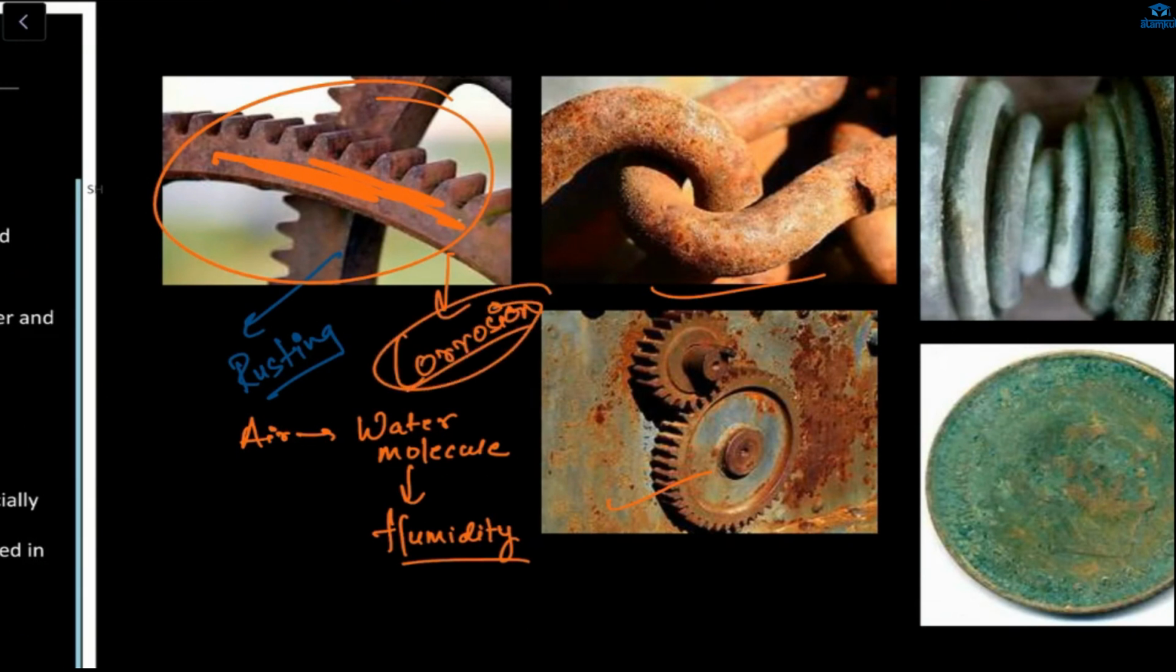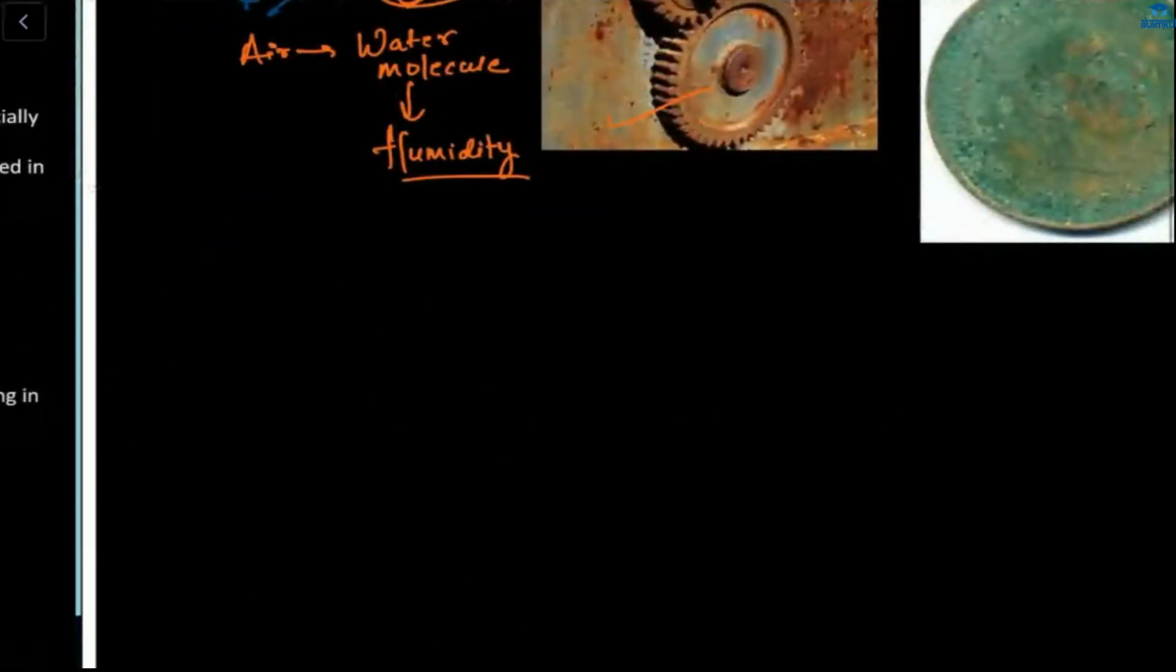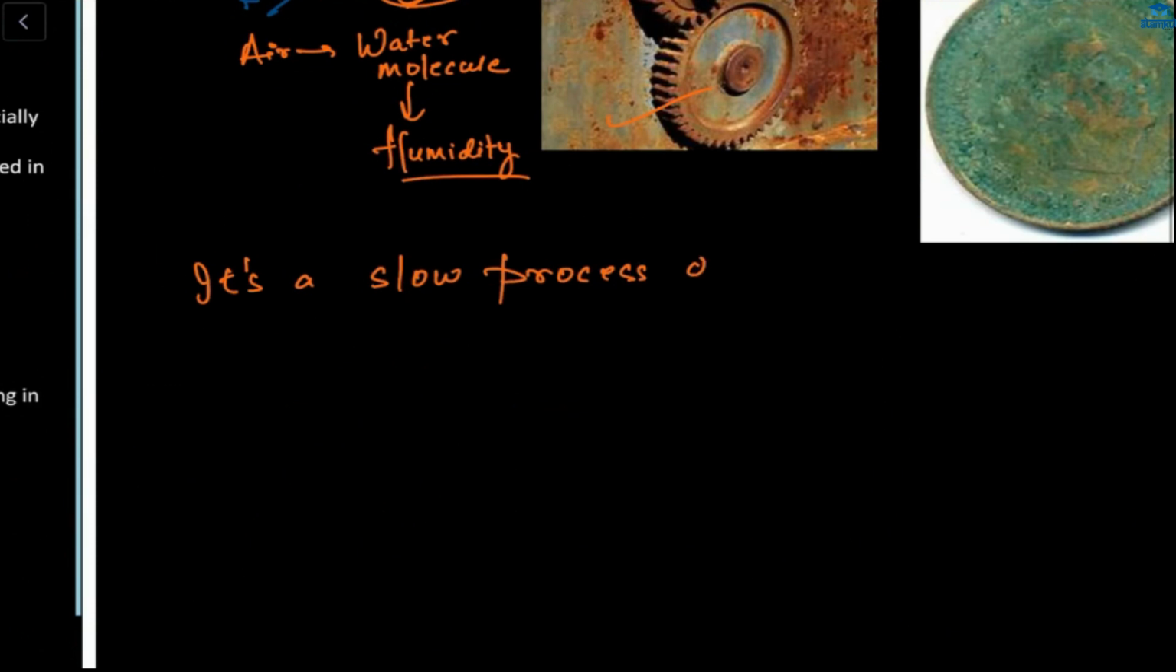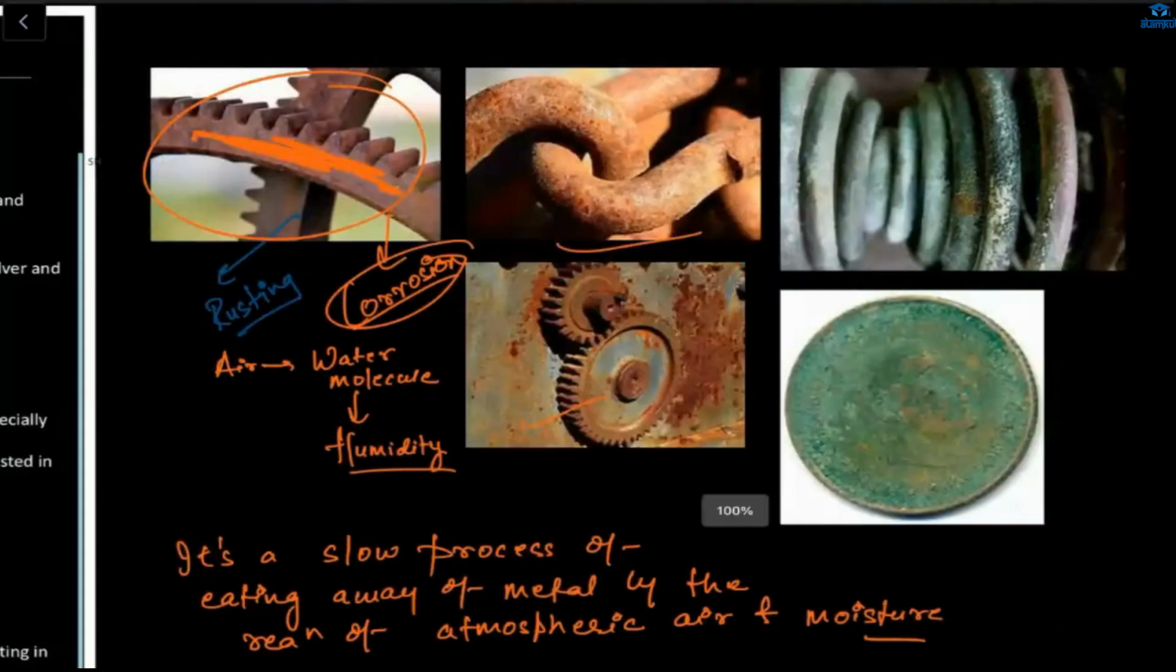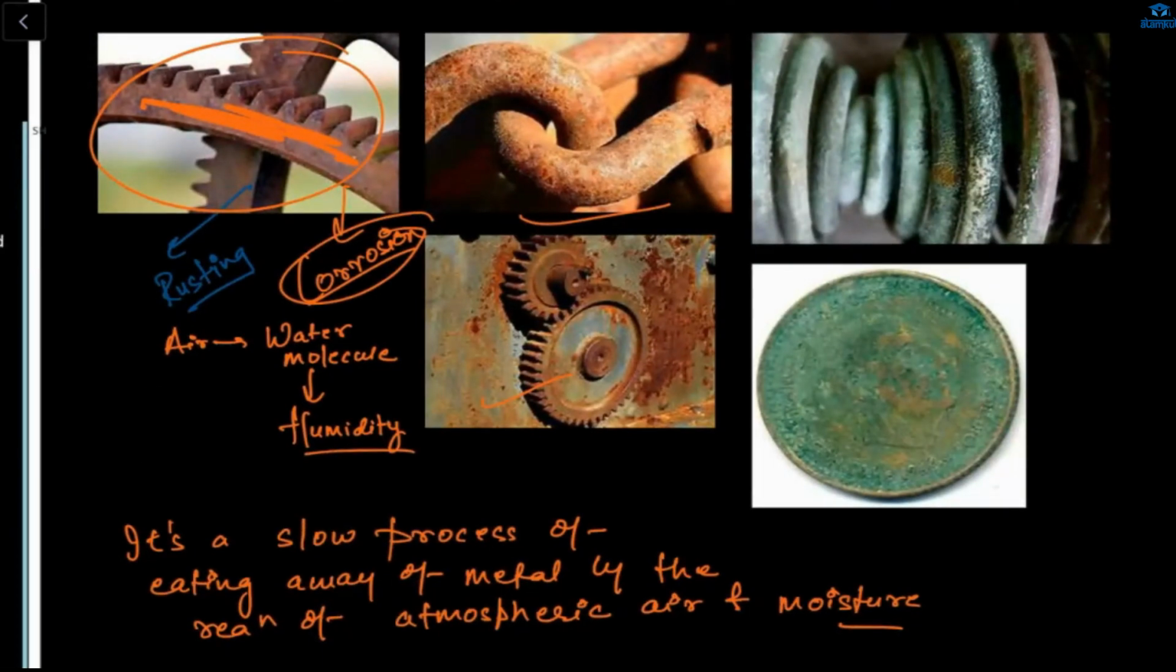So this whole process is known as corrosion. Yes, it's a slow process. It's a slow process of eating away of metal by the reaction of atmospheric air and moisture. Did you understand this part, how corrosion is happening? Will you please now explain it to me? Am I audible? Hello, will you please explain?